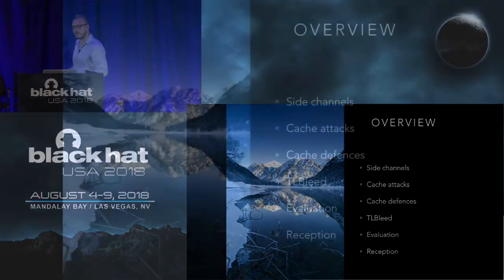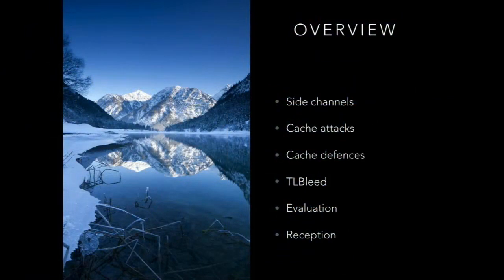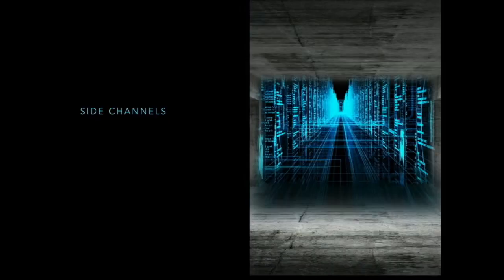So the overview of the talk is side channels in general. What are they? What can we do with them? The example of side channels in software, which are cache attacks. How can we protect against these cache attacks? There are two different ways. And how does TLBleed fit in that picture? How does it work? What are the properties of the TLB that make this possible? And how well does it work? Let's evaluate this, and how did the world respond to this?